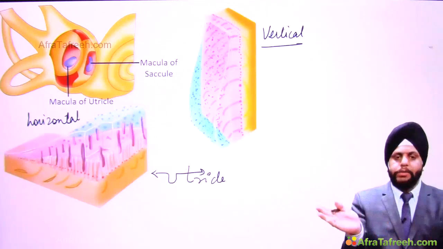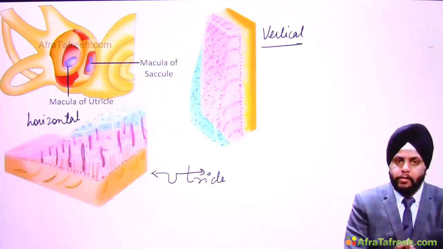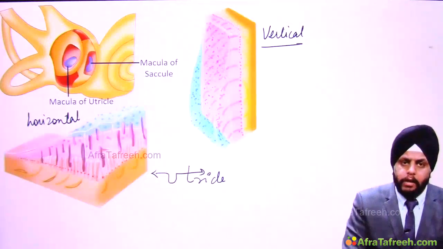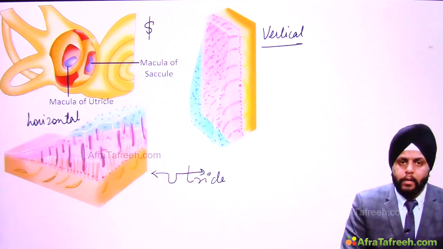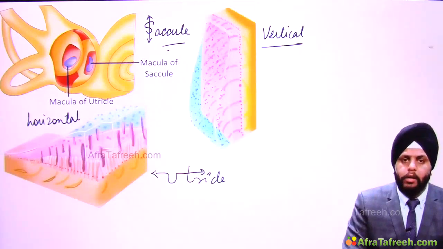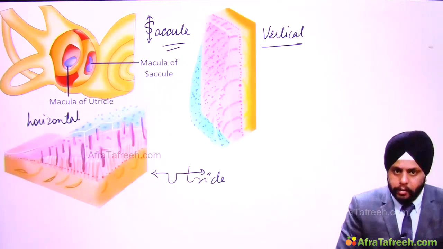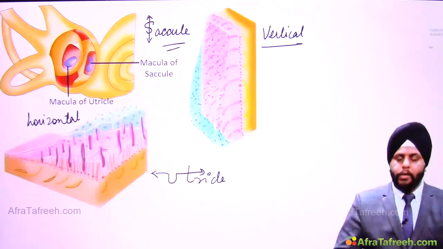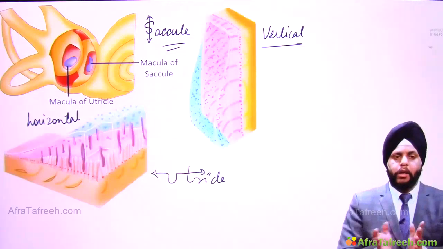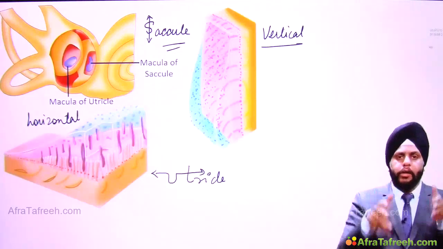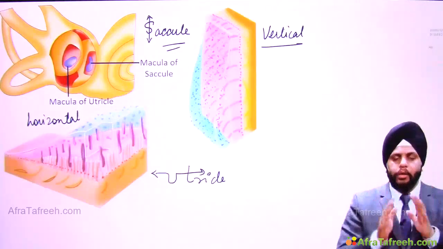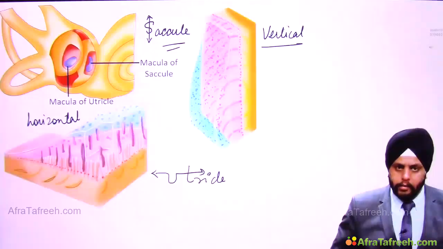Okay, so that helps me remember that it's a horizontal linear acceleration. And saccule is even easier. Remember the dollar sign. Instead of S, I put a dollar sign, and that is your vertical linear acceleration. So remember: utricle, macula of utricle, horizontal linear acceleration; macula of saccule, vertical linear acceleration.